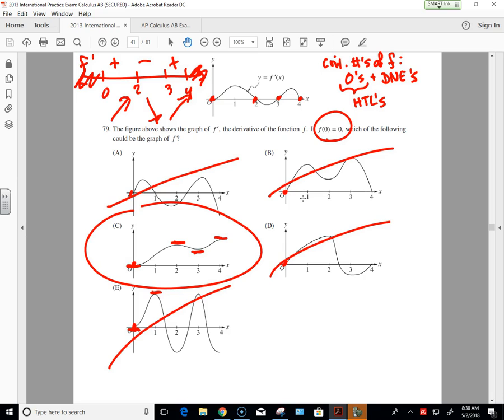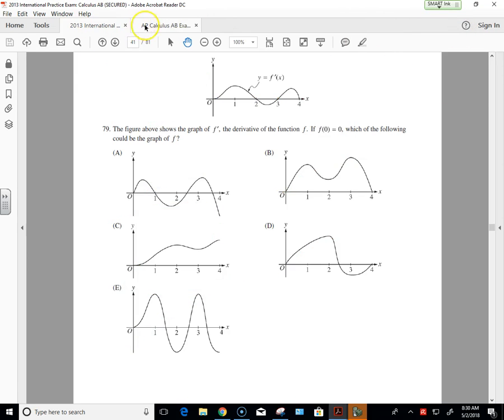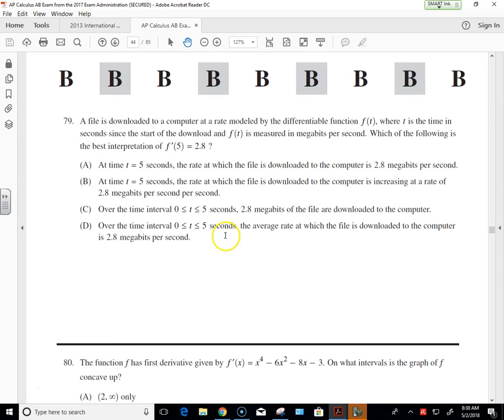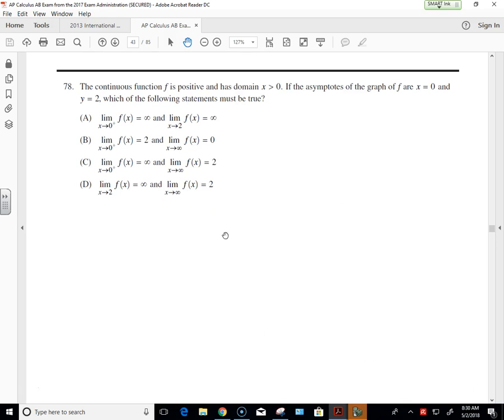Okay, next one. Tyler, you had one. Oh, yeah. 78 on the Saturday one. Saturday, number 78. 2017. On this one? Okay.